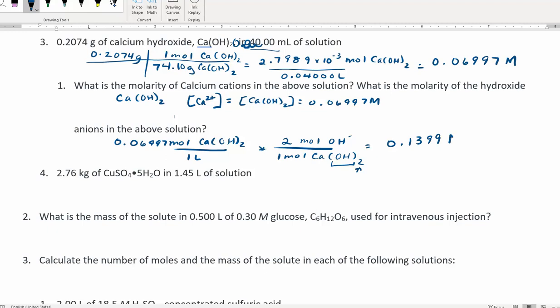0.1399 is what I get here, capital M molar. And that is the concentration of the hydroxide ions in this solution.